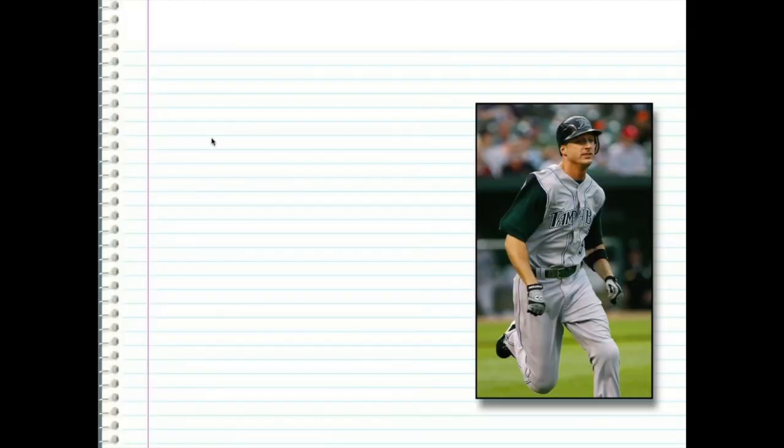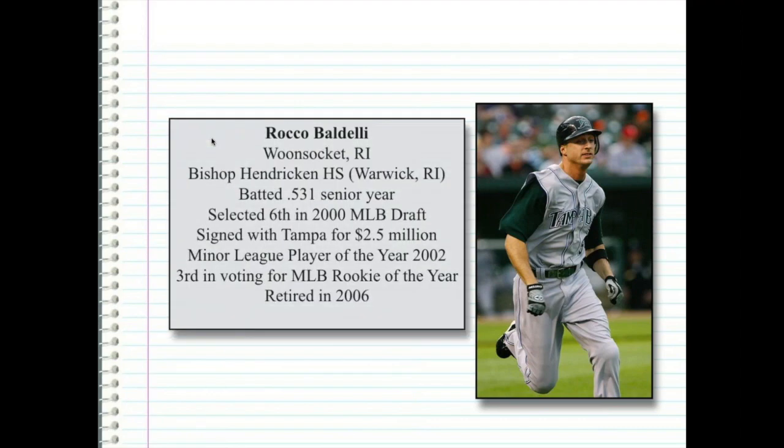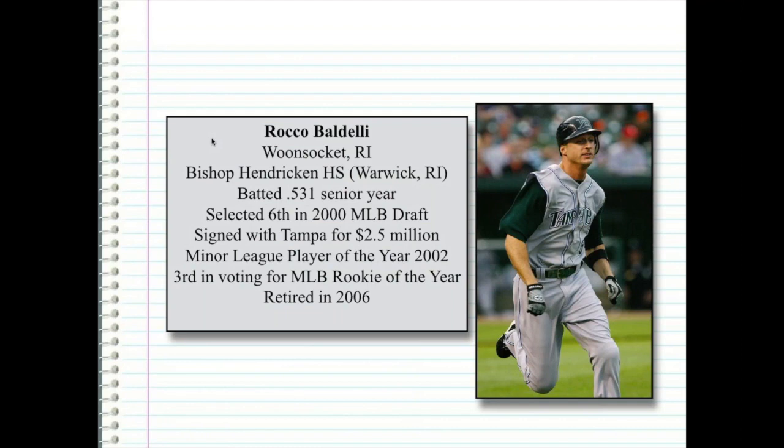And it's an example that's familiar to me because I've actually met this guy. This is Rocco Baldelli. Brown University is in Providence, Rhode Island. He grew up in Woonsocket, Rhode Island, which is right next to it. A relative of his is actually my wife's best friend. Rocco was maybe the best baseball player to come out of Rhode Island in decades. He played for Bishop Hendrick in high school. He batted, if you know baseball, think about this, .531 in his senior year in high school. He was picked number 6 in the major league draft.